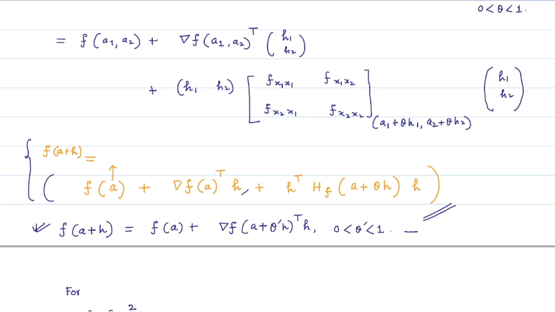You notice that this equation reduces to our well-known Lagrange's mean value theorem for functions of one variable. If we have the function f, a function of one variable, then we have f of a plus h is equal to f of a plus, where the gradient is replaced by the derivative of the function f at the point a plus theta dash h, times h, which is the well-known equation in Lagrange's mean value theorem for a function of one variable. So this equation is referred to as the first order mean value theorem for functions of several variables. This equation is referred to as the second order mean value theorem for functions of several variables.